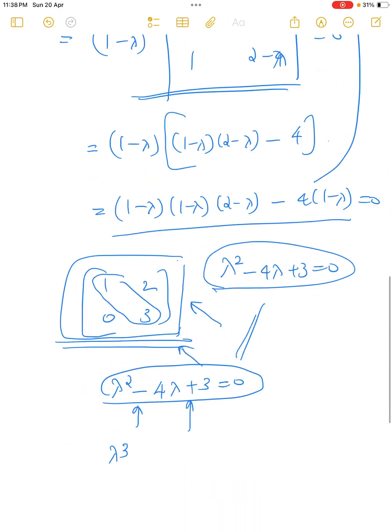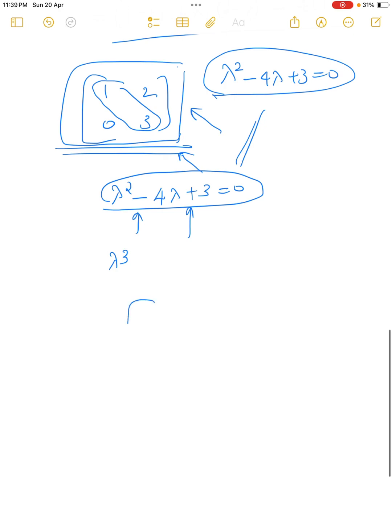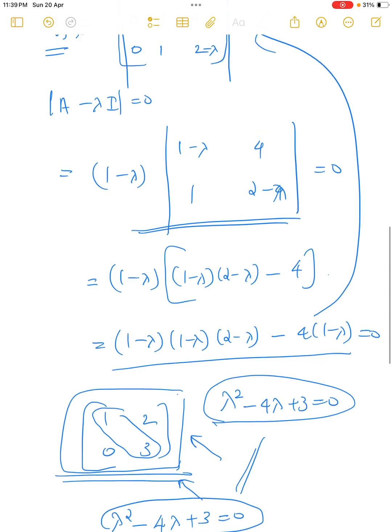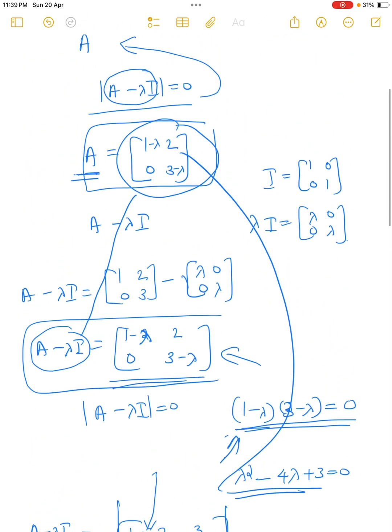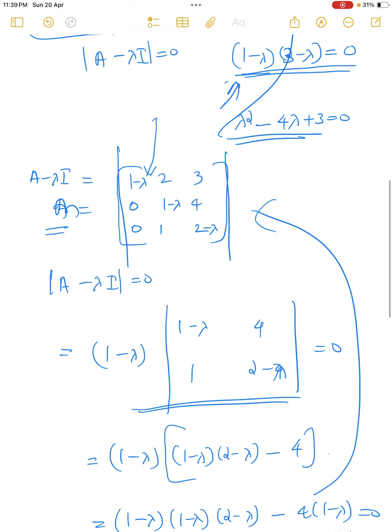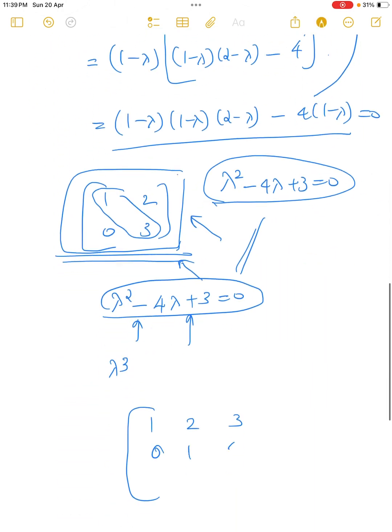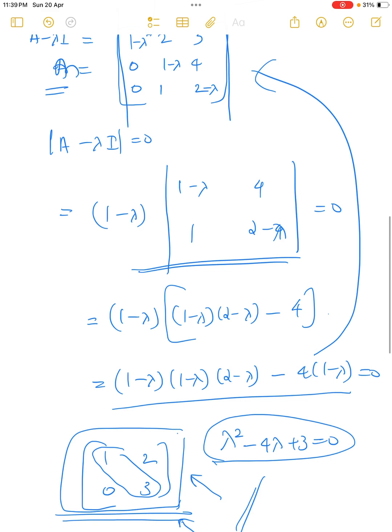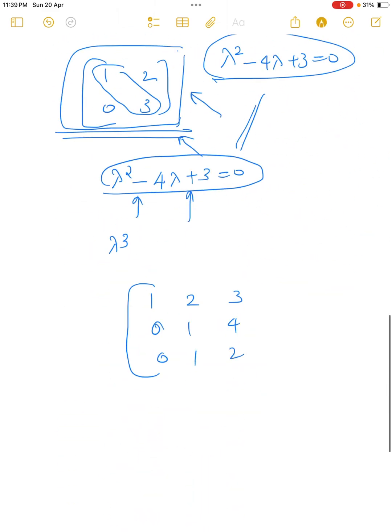Okay, then in the last section we found the characteristic equation of a 3 by 3 matrix, that is 1 2 3, 0 1 4, 0 1 2. We can find its characteristic equation by the same shortcut method. Since it is a 3 by 3 matrix, we start from lambda cube. The next sign is minus.